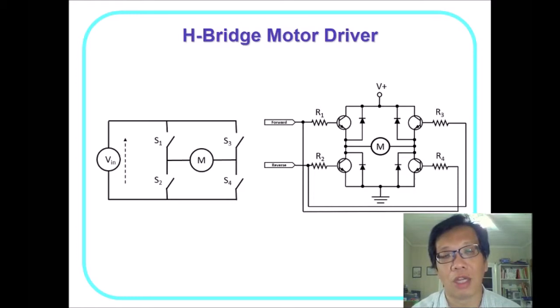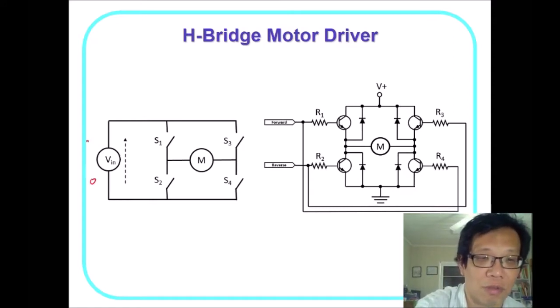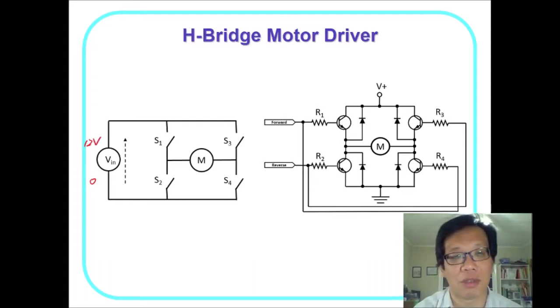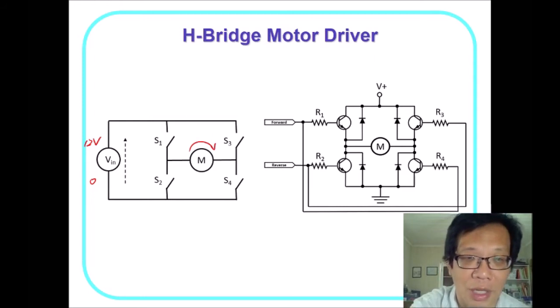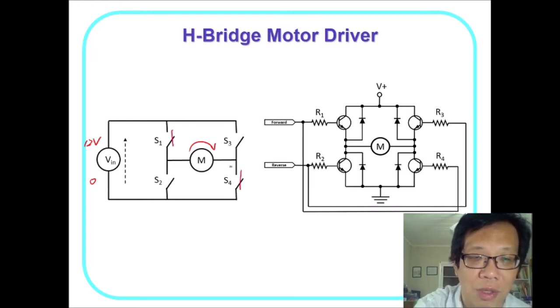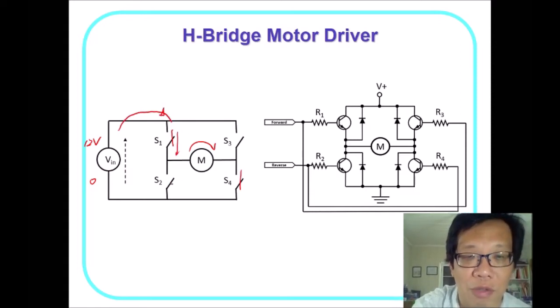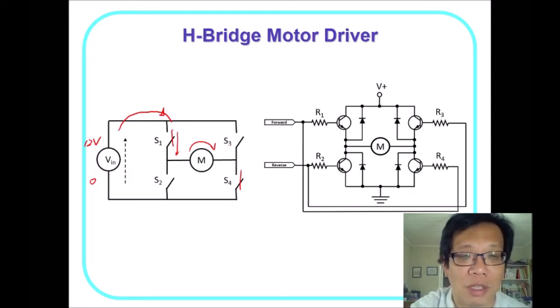So if we only have a single output voltage, let's say I have 0 to 12 volts, what am I going to do to control the motor? I want to rotate the motor clockwise. So I'm going to close this one and close this one, so my output voltage is going to go in this direction. And of course, keep S2 and S1 open, so they are open circuit and the current is not going to flow through.